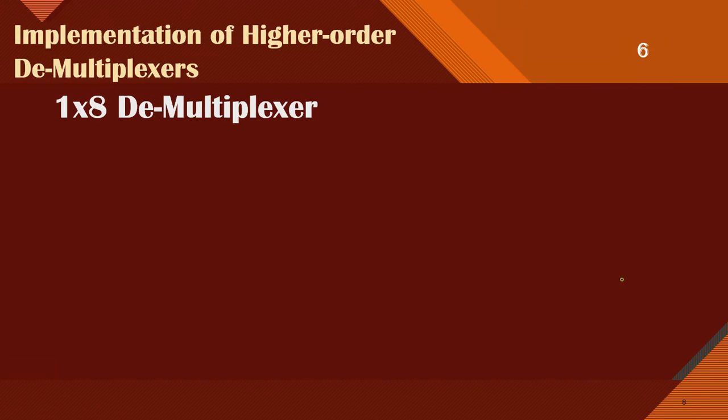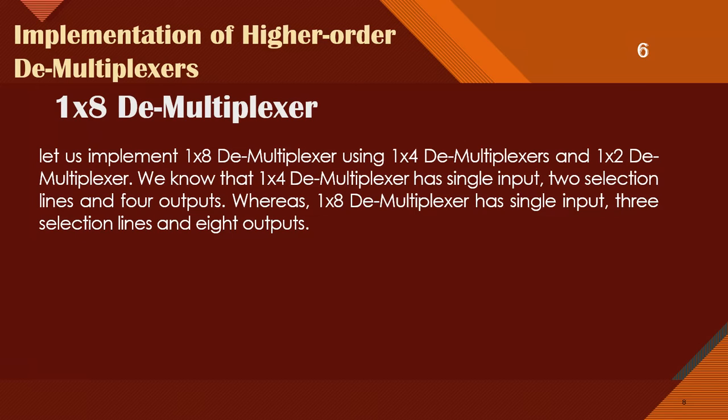And how do you do that? Implementation of higher order demultiplexers: let us implement the 1 into 8 demultiplexer using a 1 into 4 demultiplexer and a 1 into 2 demultiplexer. We know that the 1 into 4 demultiplexer has a single input, two selection lines and four outputs, whereas the 1 into 8 demultiplexer has one input, three selection lines and 8 outputs.